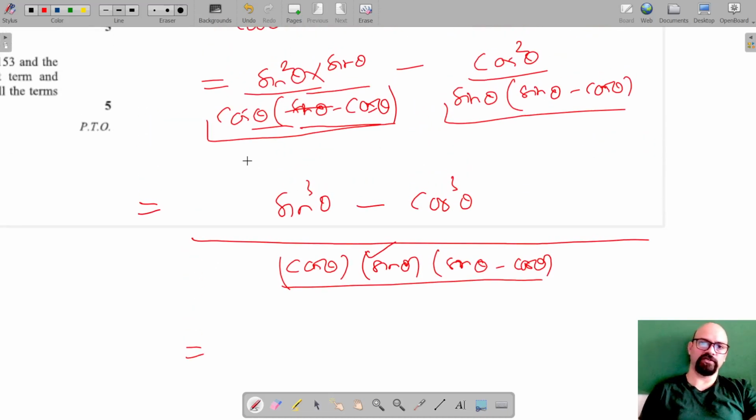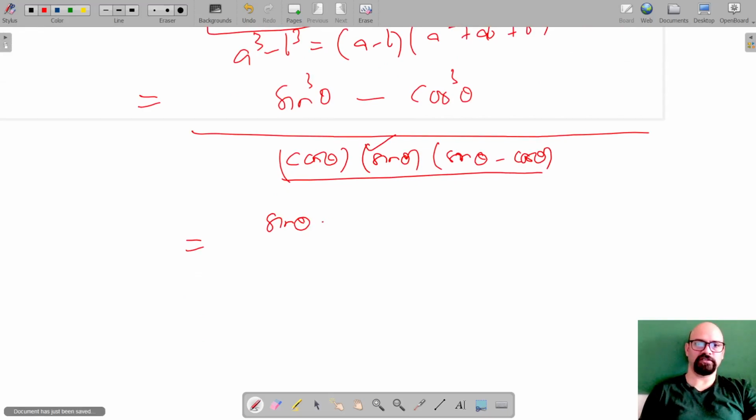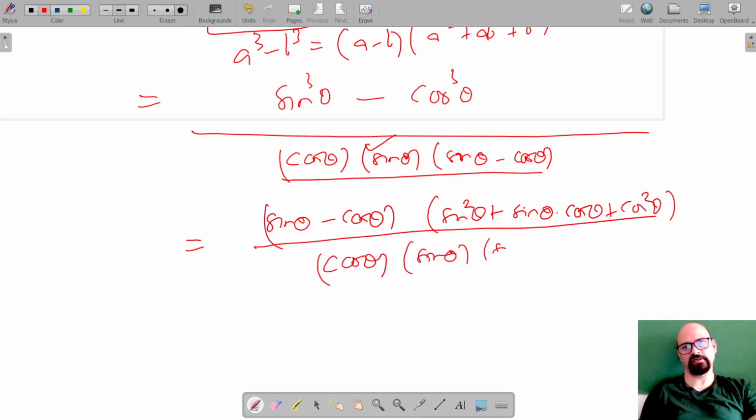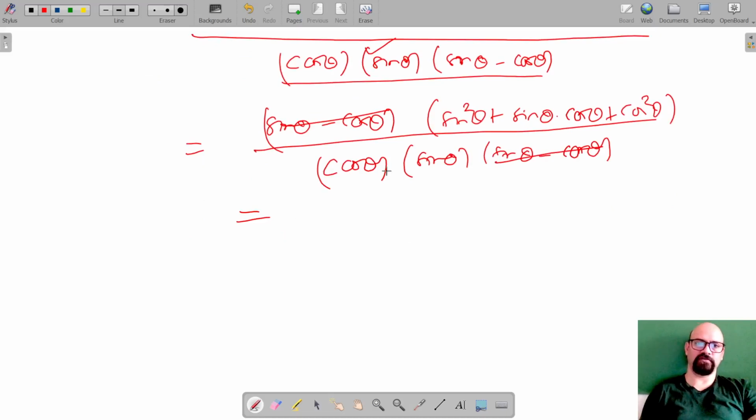Now this is the formula a cube minus b cube, and we know that a cube minus b cube is a minus b into a square plus ab plus b square. So this is now sine theta minus cos theta, sine square theta plus a into b plus cos square theta upon cos theta into sine theta minus cos theta. Okay, sine theta minus cos theta gets cancelled. Sine square theta plus cos square theta is 1 plus sine theta into cos theta upon cos theta into sine theta.